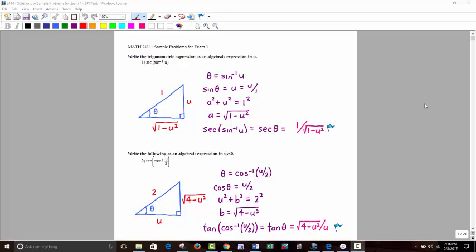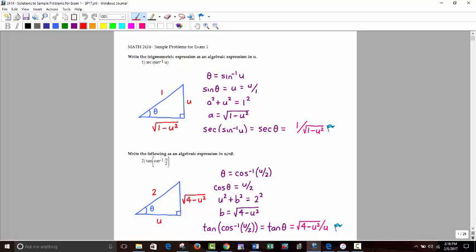This video is to explain the solutions for the sample problems for Exam 1 for Math 2414, Calculus 2. So let's start with number 1. Number 1, we're trying to write a trigonometric expression as an algebraic expression in relation to variable u. So we're trying to find the secant of sine inverse of u, algebraically in terms of u.